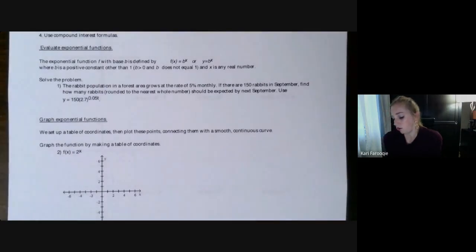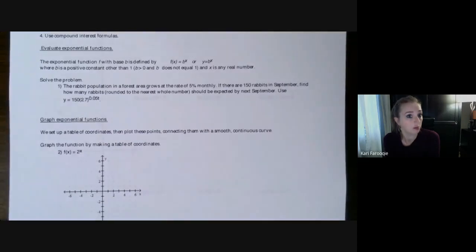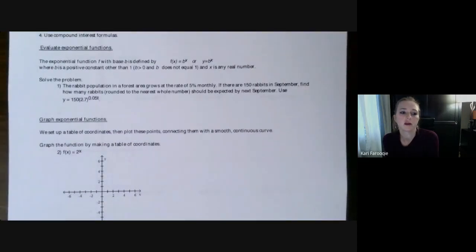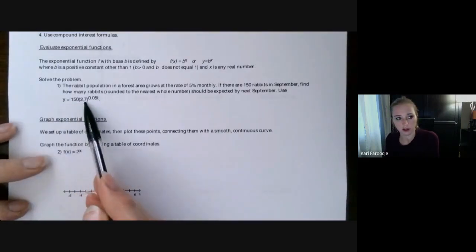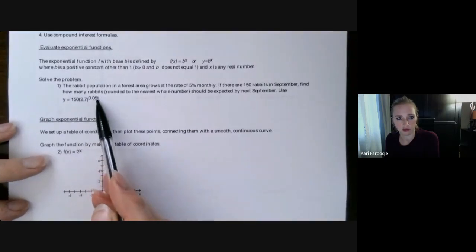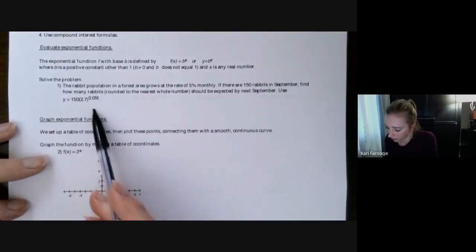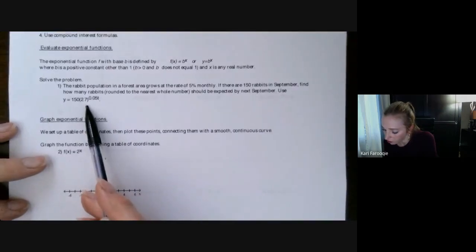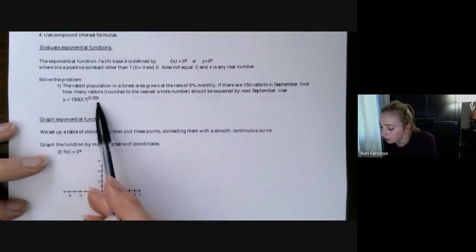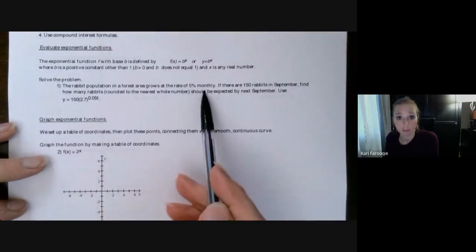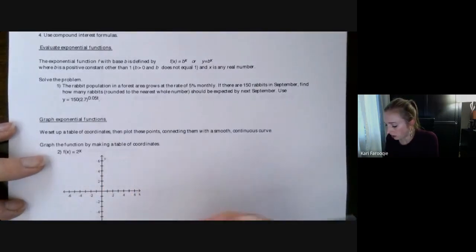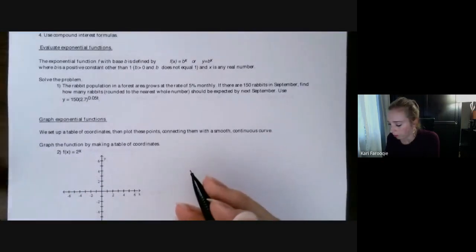Number 1, the rabbit population in a forest area grows at the rate of 5% monthly. If there are 150 rabbits in September, find how many rabbits, rounded to the nearest whole number, should be expected by next September. Now, you are given this function, y equals 150 times 2.7 to the 0.05t. Now, remember that t is, well, actually, you weren't explicitly told what t is here. But if the rabbit population is growing 5% monthly, then we can assume that t is the number of months that are occurring in the problem.